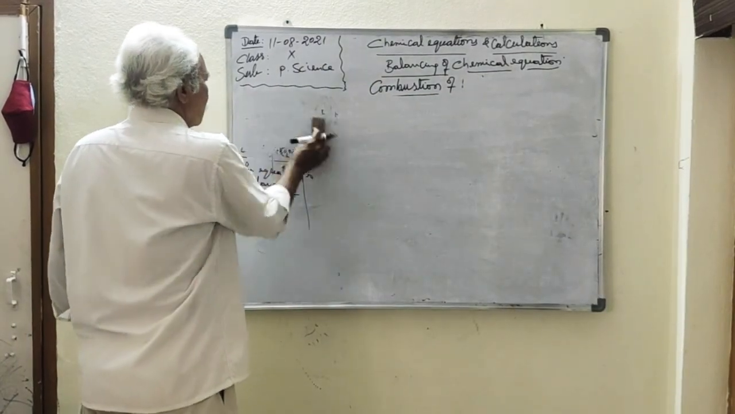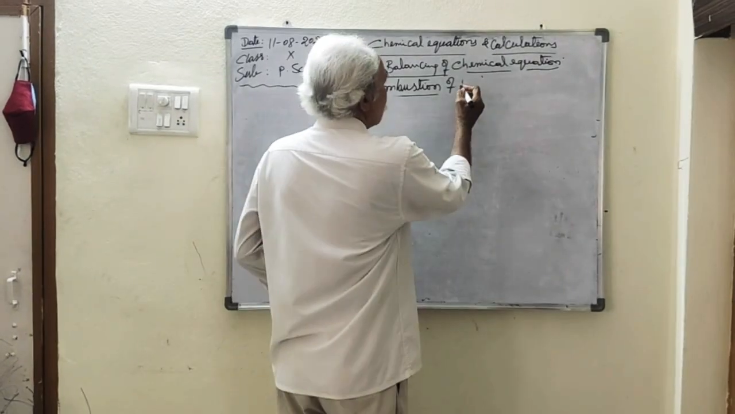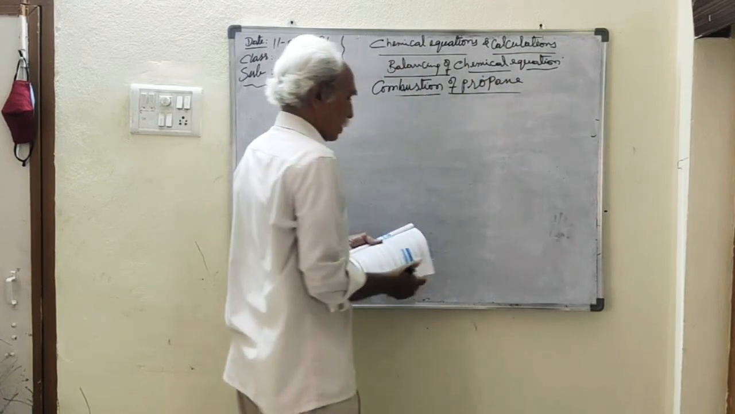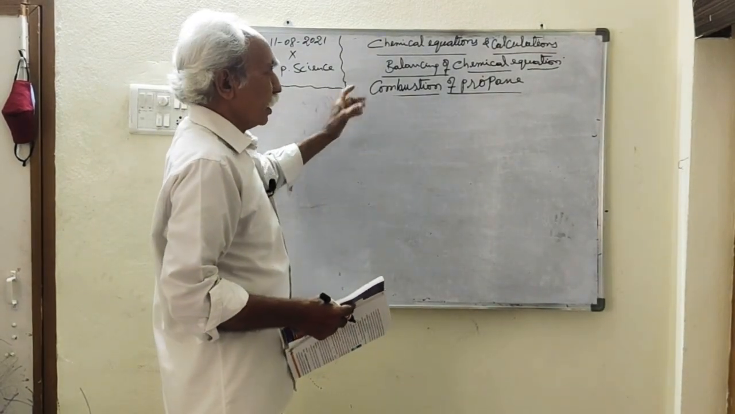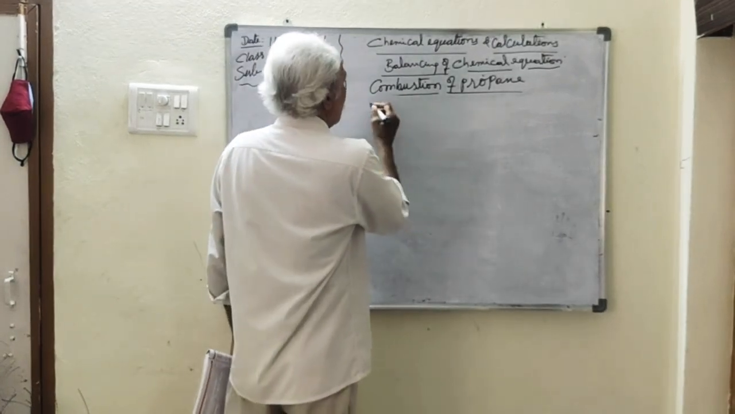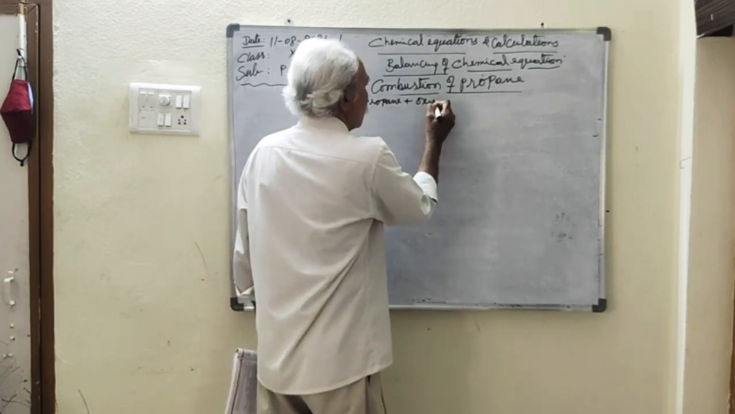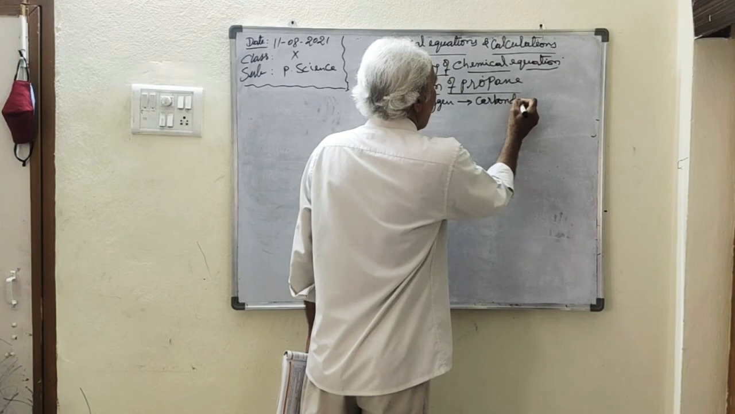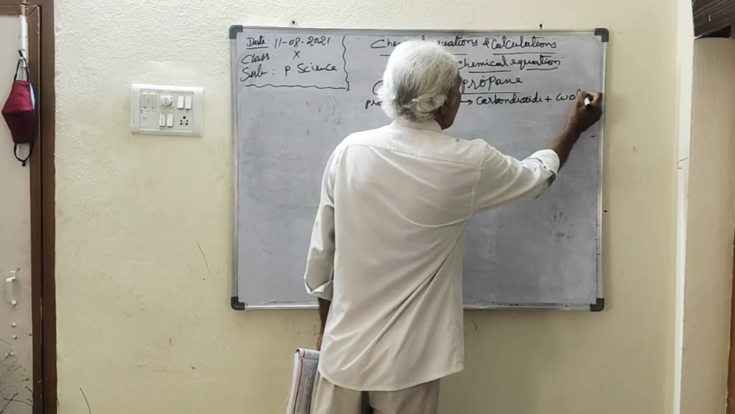Combustion of propane. Another example, combustion of propane. Let us see this one. Combustion of propane is propane burned in excess of oxygen, producing here also carbon dioxide and water. First, propane plus oxygen gives carbon dioxide plus water. This is the chemical reaction.